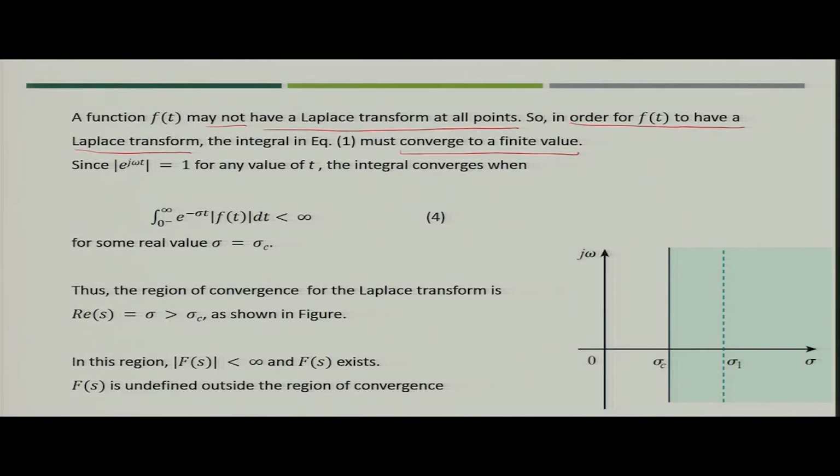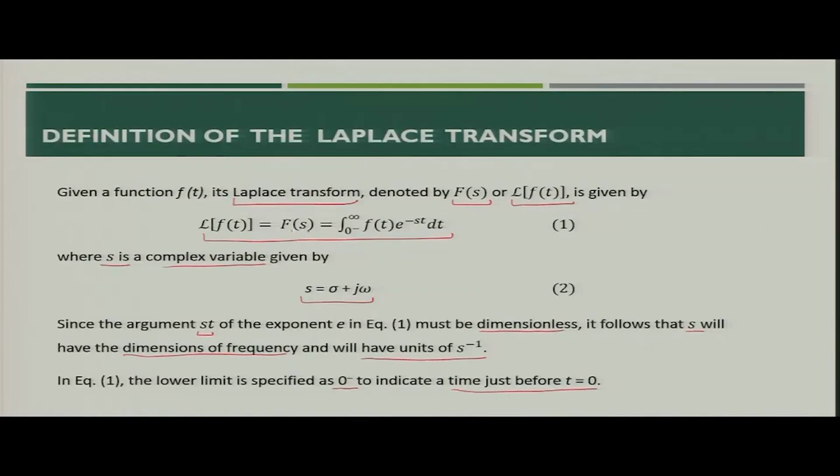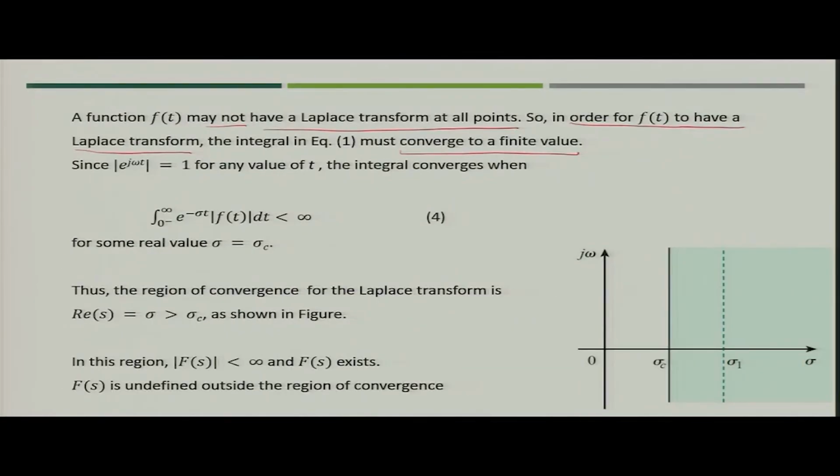Now, if you see the expression, that is F(s), the integration between 0 minus to infinity of f(t) e to the power minus s t dt, if you put the value of s in this, it will become the integration from 0 minus to infinity of e to the power minus sigma t f(t) into e to the power j omega t.